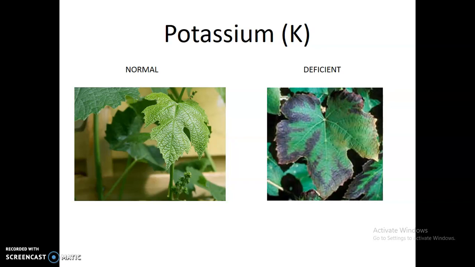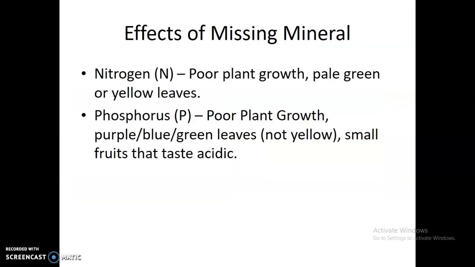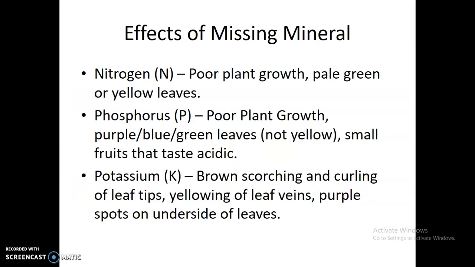So those are three deficiency diseases that hopefully you should know from biology, and those really are why we put fertilizers in the ground, is to provide the plant with those three elements. So if we have a look at the effects then, so nitrogen, you've got poor plant growth, you've got pale green or yellow leaves. In phosphorus, you've got poor plant growth, and you've got purple leaves or blue leaves or a variety of different colours, but they won't be yellow. Yellow is quite indicative of nitrogen, and you get small acidic fruit. The fruits don't grow very well.